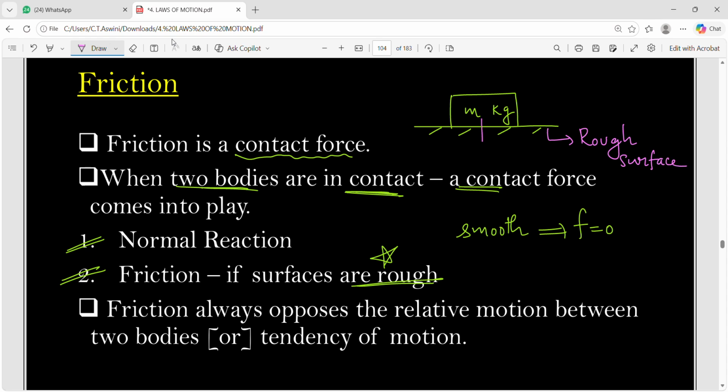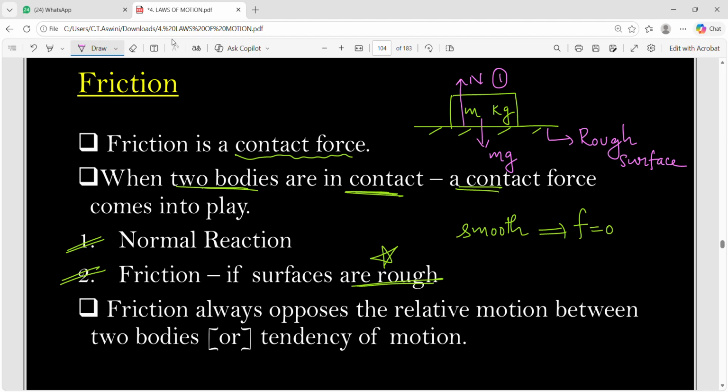So the weight of the body will be mg, which is acting downward, and the normal reaction will be upward. Now, if you see this normal reaction, it is acting on the block and it's a contact force, because when the block is in contact with the surface, this normal reaction comes into existence. What is this normal reaction? It is a perpendicular force at the point of contact. This is one contact force.